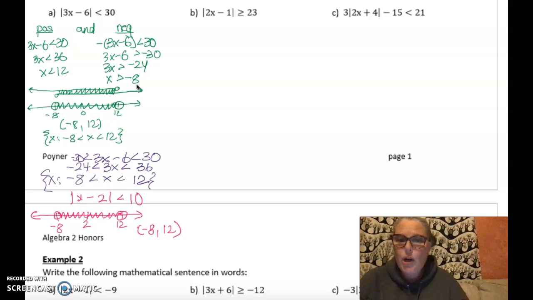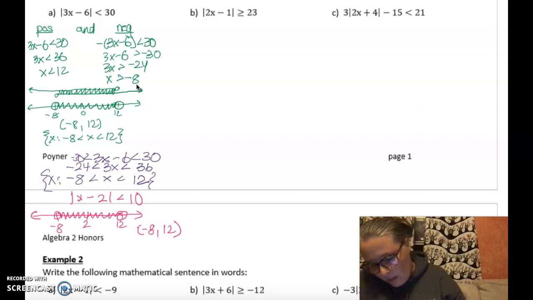All 3 methods work. The purple one in the middle that I did only works if the absolute value is less than, but the green and the pink work for either of them. If I do, for example, B, however, do you see the absolute value is greater than or equal to now. You can do it algebraically.